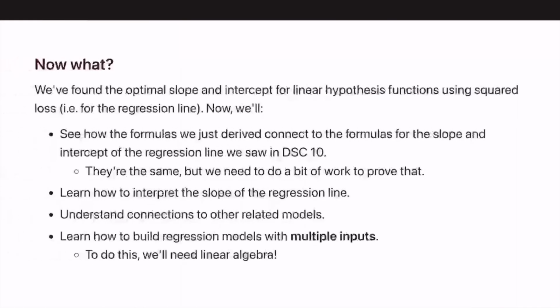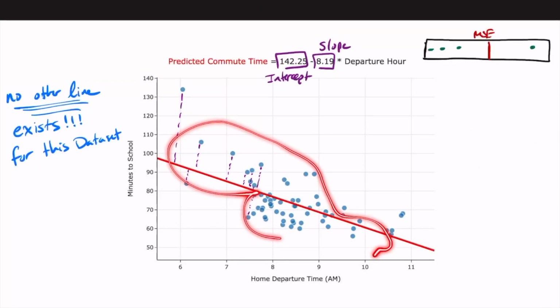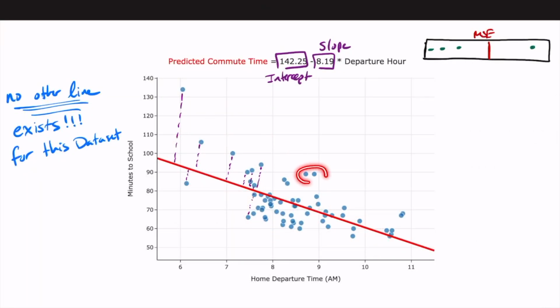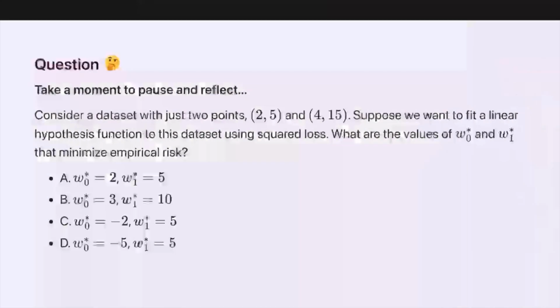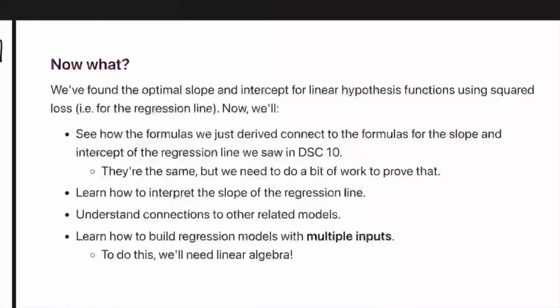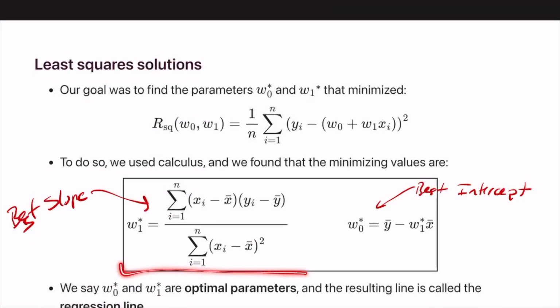So essentially, we're doing this, but instead of having all these points, we're only going to have 2 points. So maybe our data set is just this guy over here and this one right here, and that's it. When we consider a data set with just 2 points, we want to fit a linear hypothesis function to this data set using squared loss. What are the values of W naught star and W sub 1 star that minimize the empirical risk? So what are the best intercept and slope? And what you can do is you can take this data set, since it's small, and run it through these equations here. And that will yield you the best W naught and W1 star, because we've shown and proved this, and we know that it will give us our best intercept and our best slope.